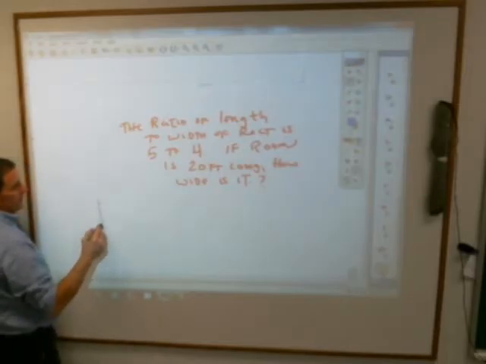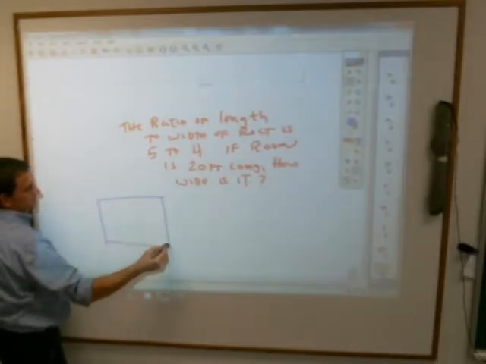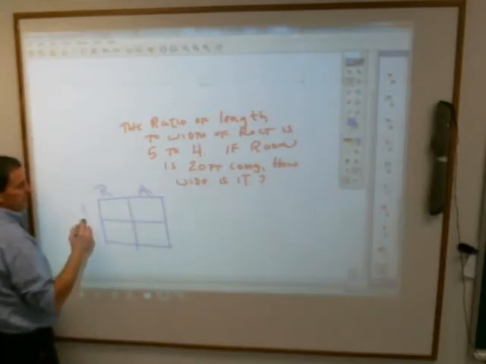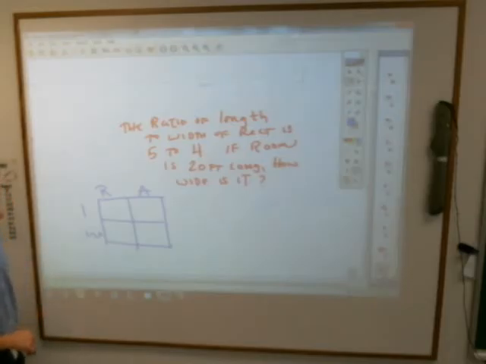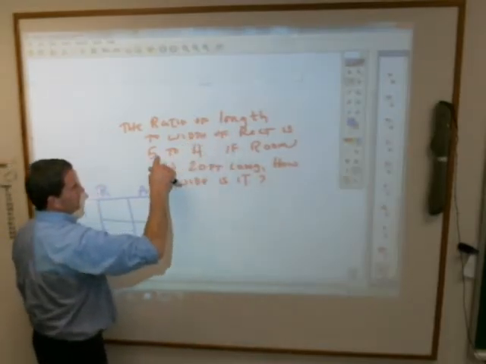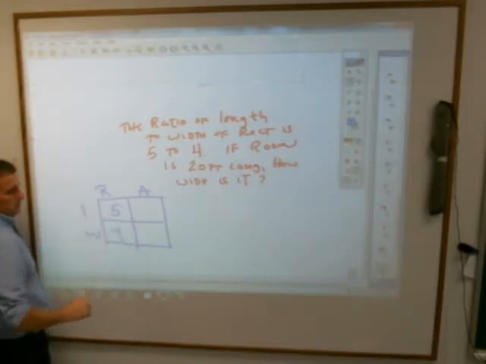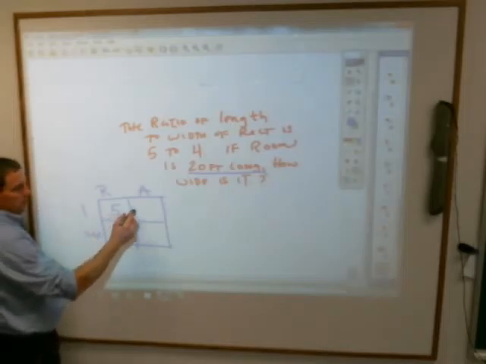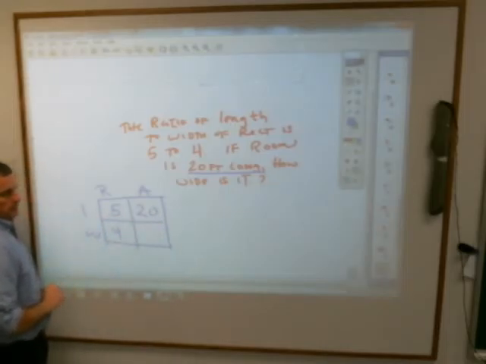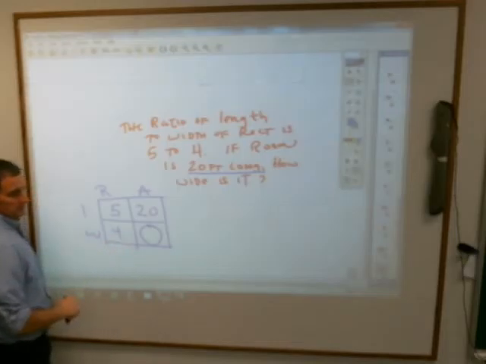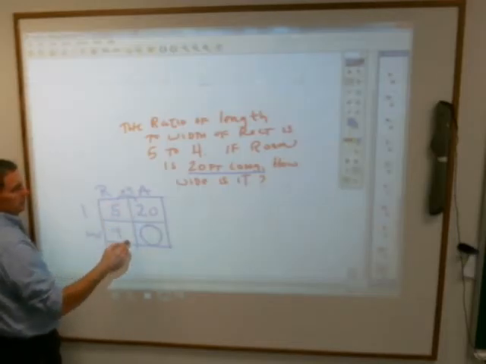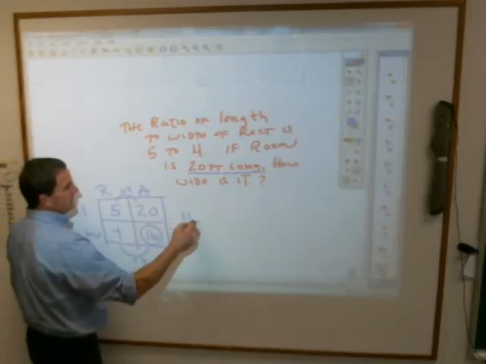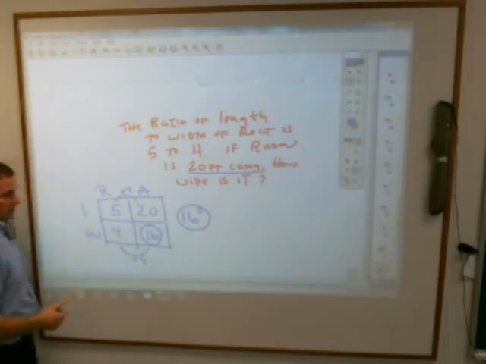Some of you aren't real good at drawing boxes even when you have lines. And this would be all I need to see. Ratio, actual, length, width. My ratio of length to width is 5 to 4. What are the actual things there? 20 feet is how long it is, so the 20 goes here. And then you're asked to find out how wide it is. So 5 times 4 is 20. 4 times 4 would be 16. 16 feet wide would be the answer.